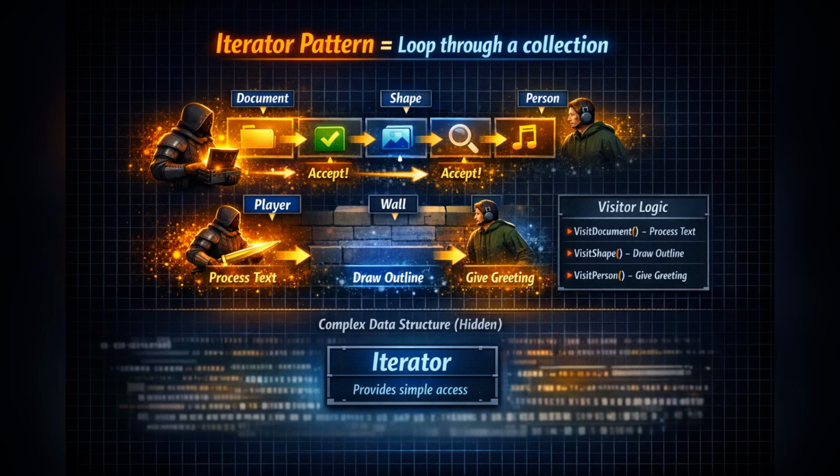The iterator pattern provides a way to access elements in a collection sequentially, without exposing its internal structure. Common examples include loops that iterate over arrays or lists.